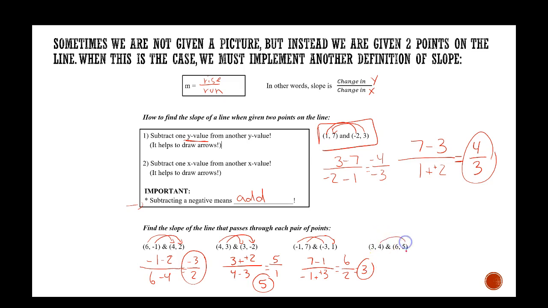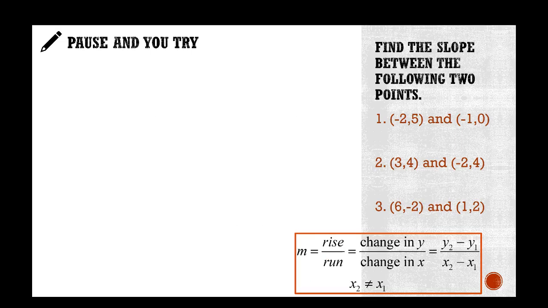And the last one, 4 minus 5, and 3 minus 6 would give you a negative 1 over negative 3, which I'm not going to leave like that because a negative over a negative is a positive. So that would be positive 1/3 is the slope. Good. All right, go ahead and pause it. I put the formula down here for you so you have it to refer to if you'd like. Go ahead and find the slope between these 3 points. Hit play, and then you can see if you get them correct and find your mistakes if needed.